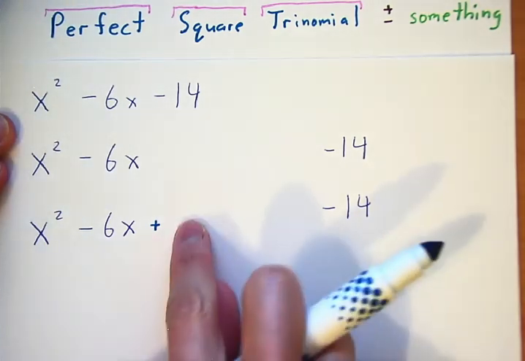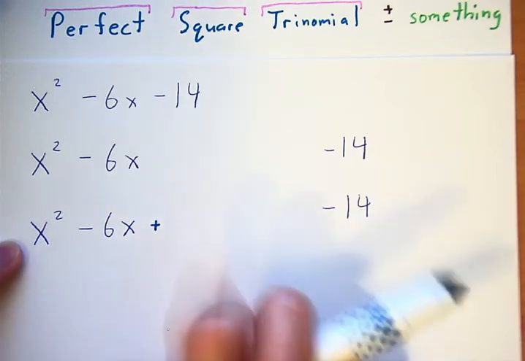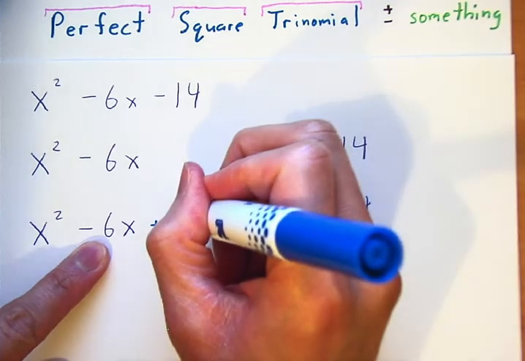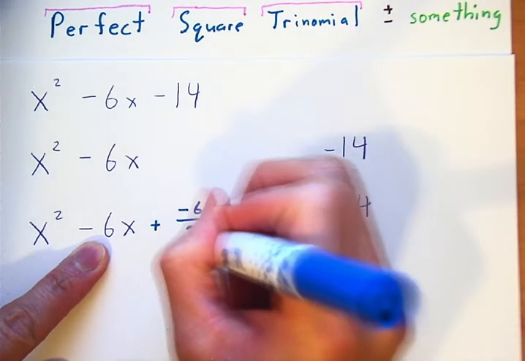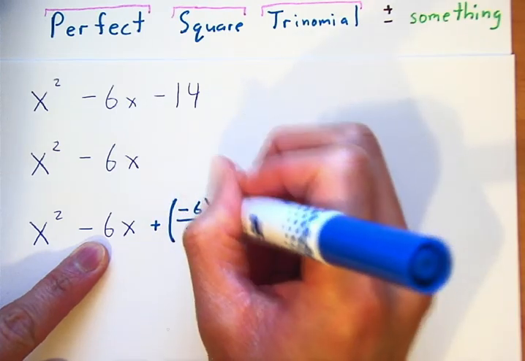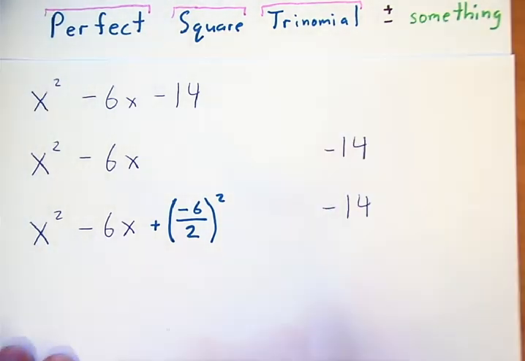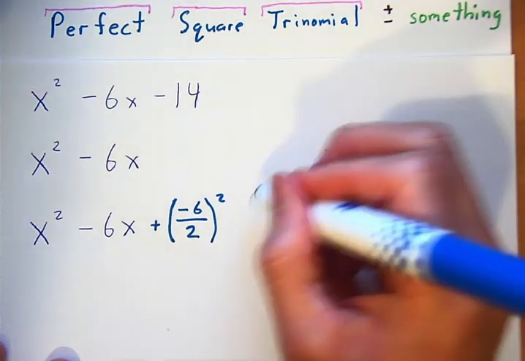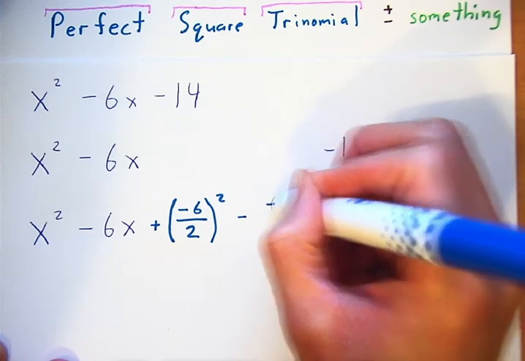The number that will make this a perfect square trinomial, if your a is 1 and your b is negative 6, is we take our b, divide it by 2, and then square it. Now, this right here is a perfect square trinomial. I'm also going to subtract that exact same thing I just did.